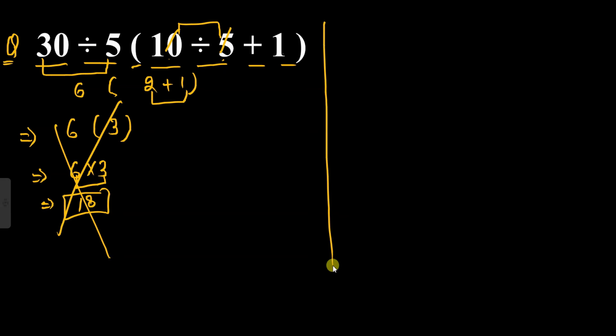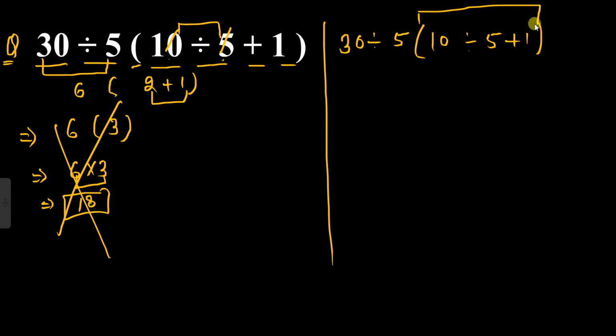Now rewrite the question. 30 divided by 5, bracket, 10 divided by 5 plus 1. First, we'll solve the brackets. Inside the brackets, we'll solve the division first. Now, 10 divided by 5 becomes 2, and plus 1 stays the same.